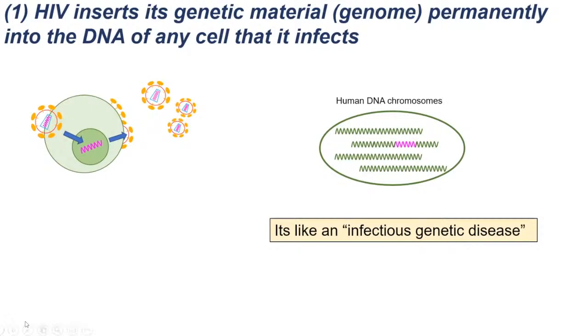So on my little cartoon over here, let me just get a laser pointer. It's my new thing. I've got HIV entering a cell, and here's its genetic material. It provides the instructions to make new viruses. And if we homed in on the nucleus of that cell, you'd see it's full of human DNA in our chromosomes, and here's the HIV virus that's just randomly inserted itself. So basically, it becomes the equivalent of an infectious genetic disease.